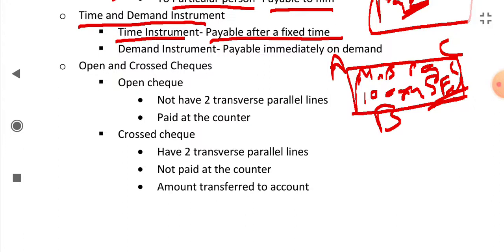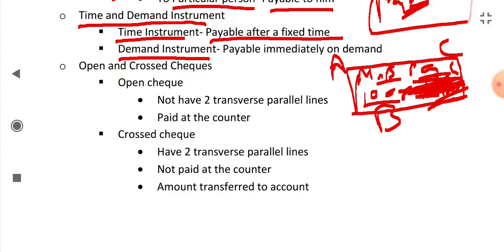And what is a demand instrument? When A draws this bill of exchange, "Mr. B, pay C 100 rupees," but he doesn't mention any date, then it will be a demand instrument. C can get the amount anytime, on his demand.